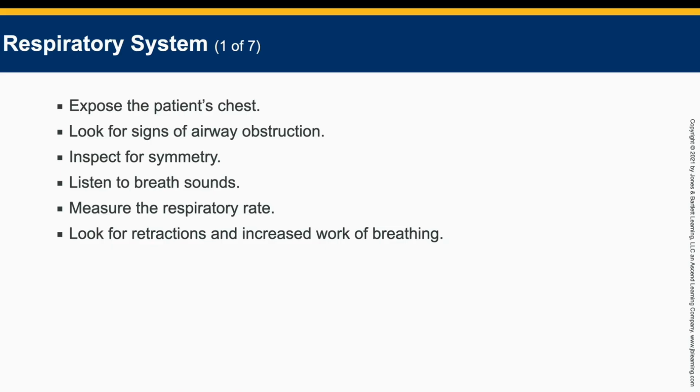You should also inspect the chest for symmetry, meaning both sides of the chest should rise and fall evenly during breathing. Unequal movement may indicate an injury or respiratory problem. Listen carefully to your patient's breath sounds, either with a stethoscope or by closely observing their breathing. You should also measure their respiratory rate, noting whether breathing is slow, normal, or rapid. Finally, look for signs of increased work of breathing, such as retractions of the muscles between the ribs, use of accessory muscles, or labored breathing. All of these observations help determine whether the patient is breathing effectively and getting enough oxygen.